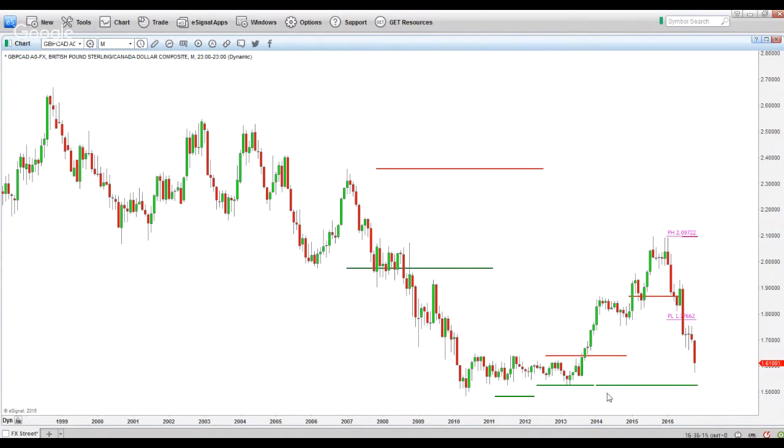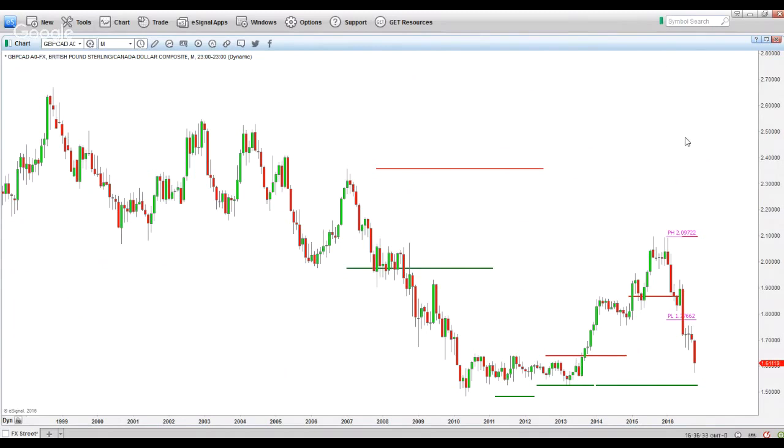So I wasn't interested. I dismissed it. The same with the euro pound. At the time, I know the euro pound in hindsight looks good, but at the time, there was too much resistance ahead. So I wasn't interested in the euro pound. What I have are short positions on the pound dollar, the pound Aussie, and the pound yen.